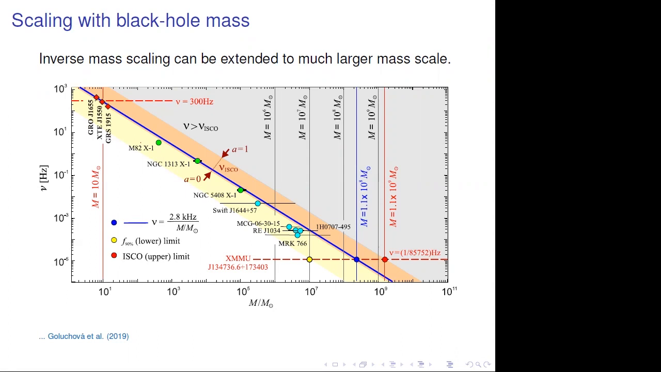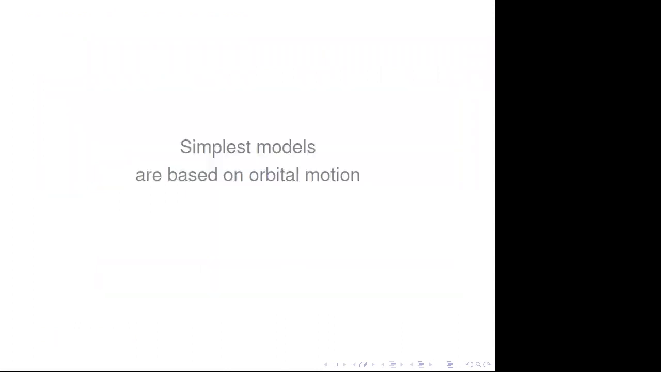So this is shown here. You see that it's quite impressive. It goes over 9 decades in terms of mass. So it's quite nice. So the question is how to explain this. And I will talk about 2 models. One is very simple and the other one is rather complicated. So I will start with the simple one.